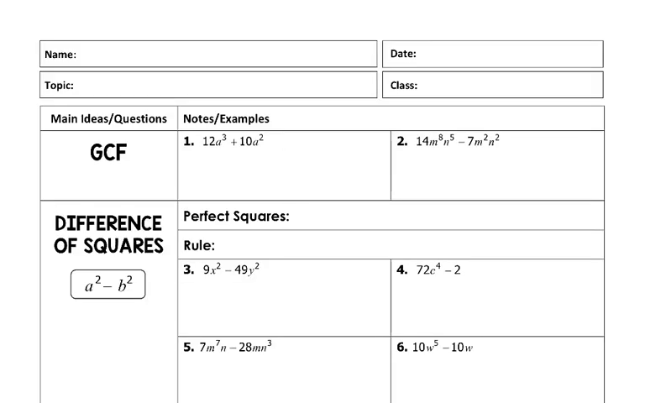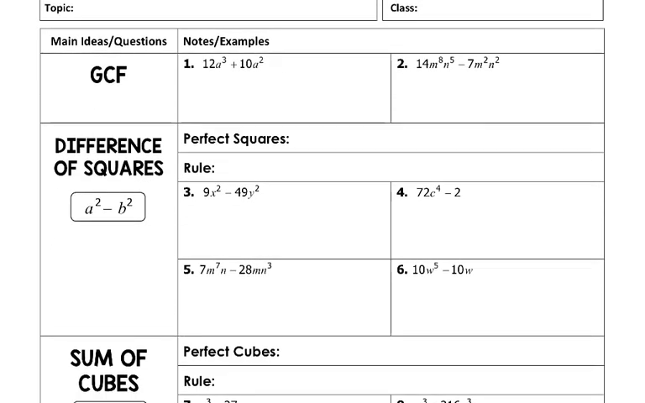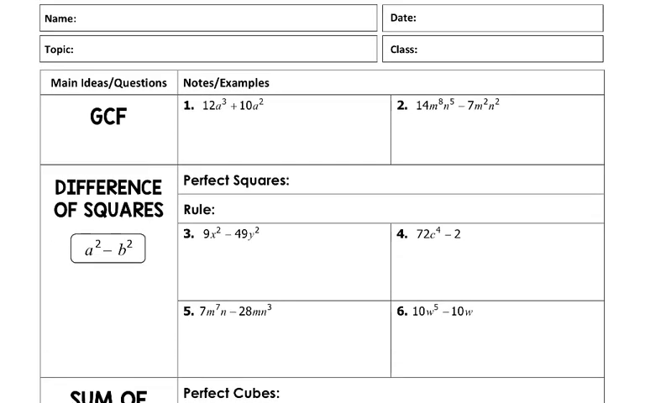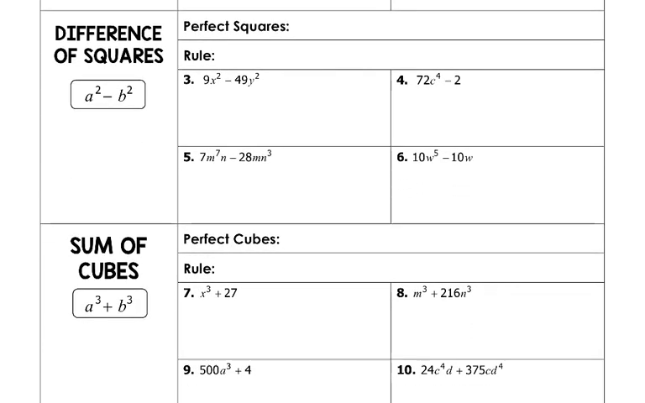All right, so let's go back to the first page here. GCF we've done before, so I'm going to skip down to these problems right here. Okay, so look at this. This says a difference of squares. So what does that mean? It means a difference, which is why we have the subtraction sign there, of two perfect squares. So A squared is representing a perfect square, and B squared is representing a perfect square.